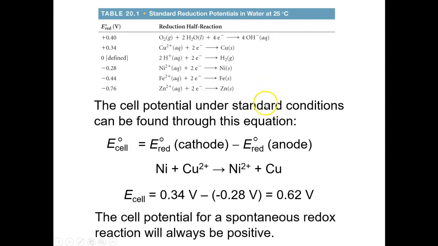So the cell potential for a spontaneous redox reaction will always be positive. If I reverse this reaction to give the reaction that we know is non-spontaneous and then did the same calculation, I would get negative 0.62 volts. So the spontaneous reaction is going to be the one that gives me a positive cell potential.